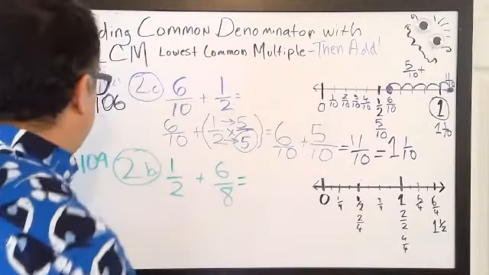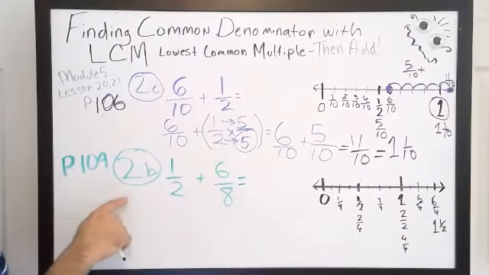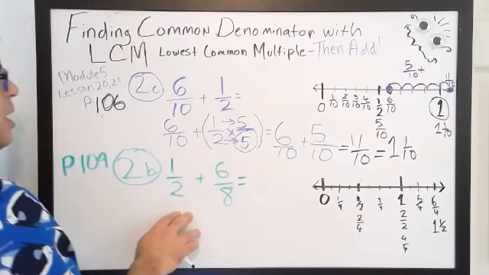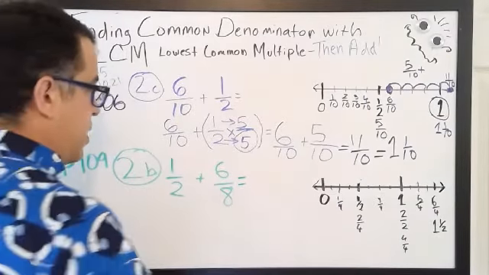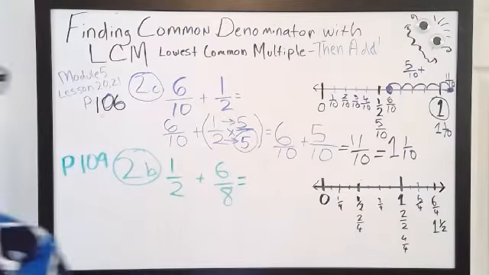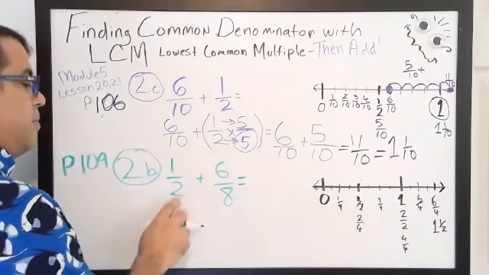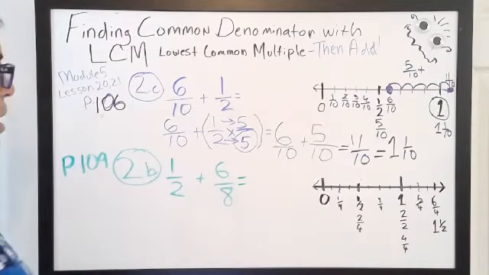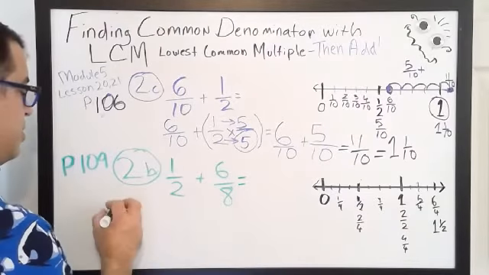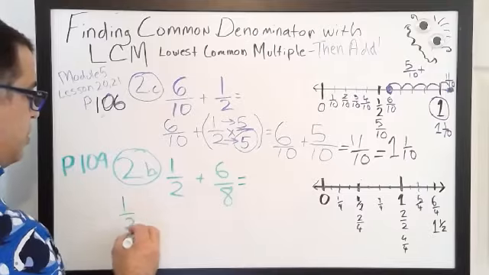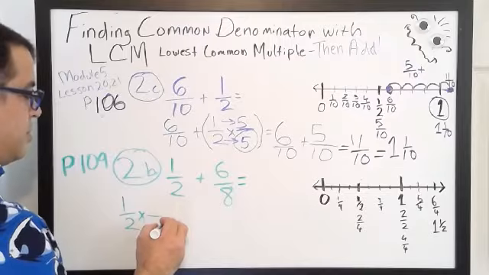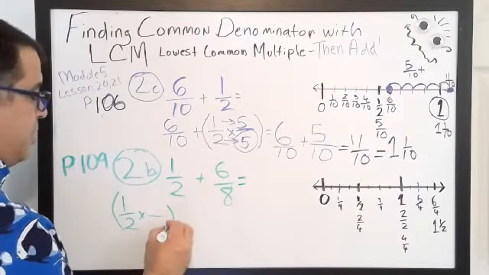All right, let's look down here at page 109, problem 2B, problem set. This time we have 1/2 plus 6/8. Again, I really don't need to find the lowest common multiple here because I can see that 8 is a multiple of 2 already. And what I probably need to do is make 1/2 into 8. So let's rewrite this. What do I multiply times, top and bottom, times 1/2 to give me 8 on the bottom?